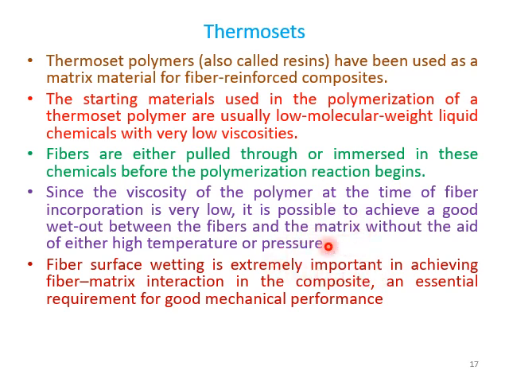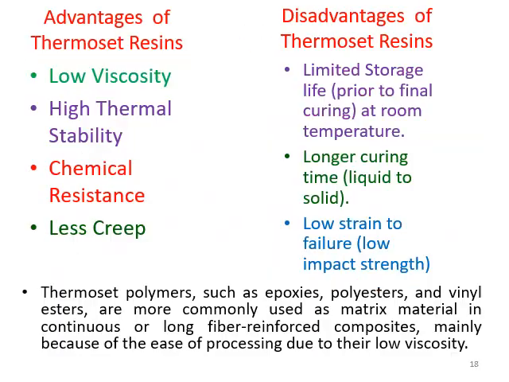Now we know that the matrix transfers load from one fiber to the other fiber. So how can a matrix transfer load to the fiber? If it has completely wetted the fiber, wherever there is no matrix on the fiber, load transfer will not be possible. So the complete wetting of the fibers by the matrix is an essential requirement. So fiber surface wetting is extremely important in achieving fiber matrix interaction in the composite, which is an essential requirement for good mechanical performance of a composite.